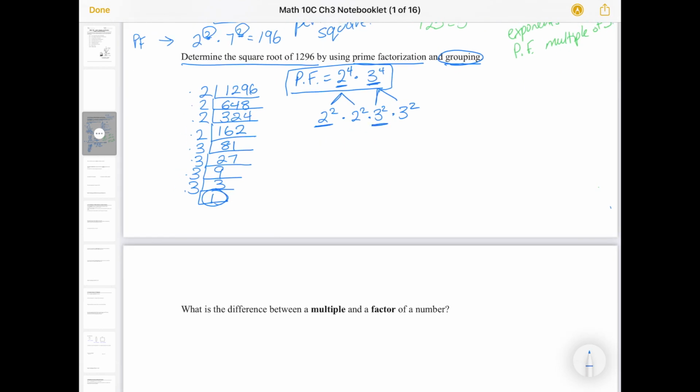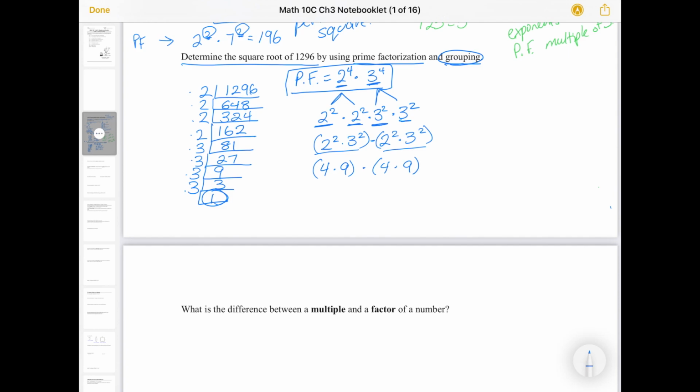So 2 squared times 3 squared, times, now this one, 2 squared times 3 squared. All right, so see, these are the same numbers. That is my square root. So 2 squared is 4, and 3 squared is 9. And again, times 4 times 9.